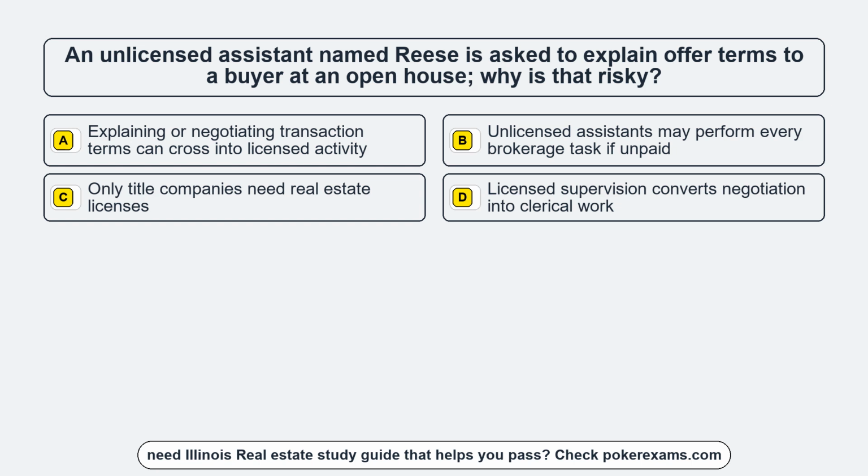Question 1. An unlicensed assistant named Reese is asked to explain offer terms to a buyer at an open house. Why is that risky? Option A. Explaining or negotiating transaction terms can cross into licensed activity. Option B. Unlicensed assistants may perform every brokerage task if unpaid. Option C. Only title companies need real estate licenses. Option D. Licensed supervision converts negotiation into clerical work.